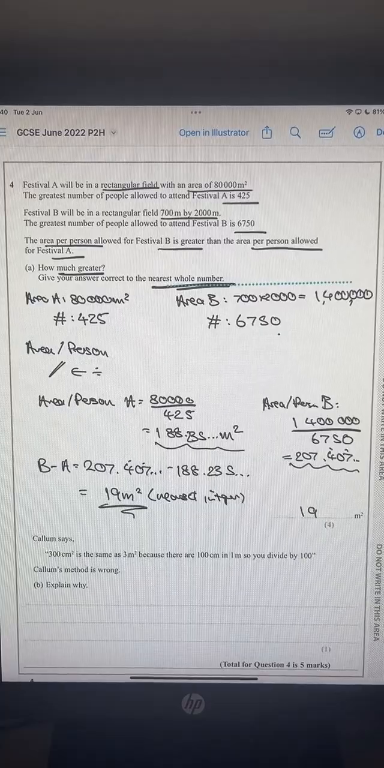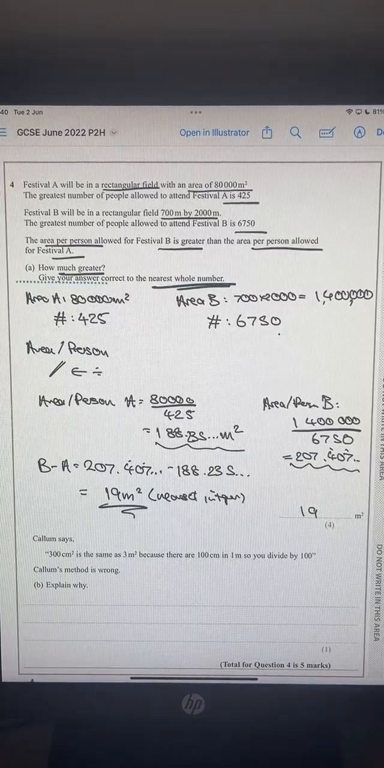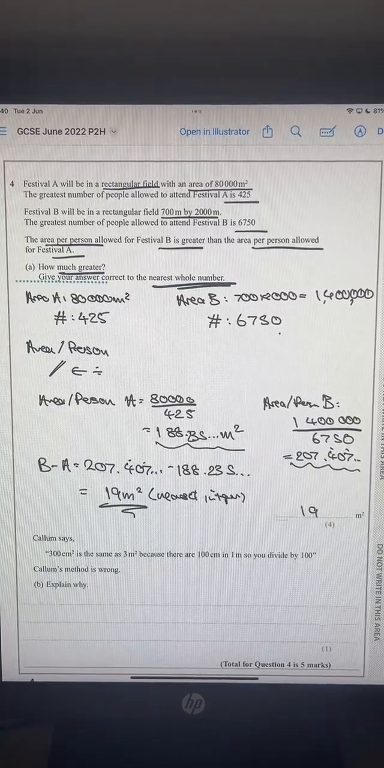So nice little word problem there. Let me just see.